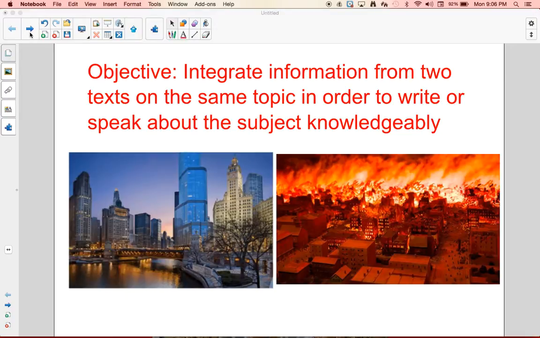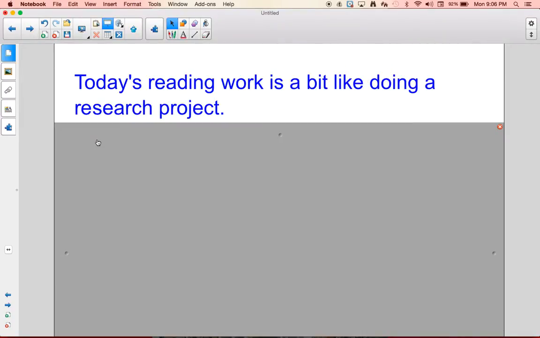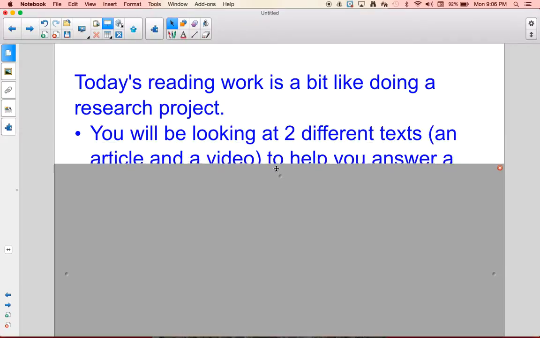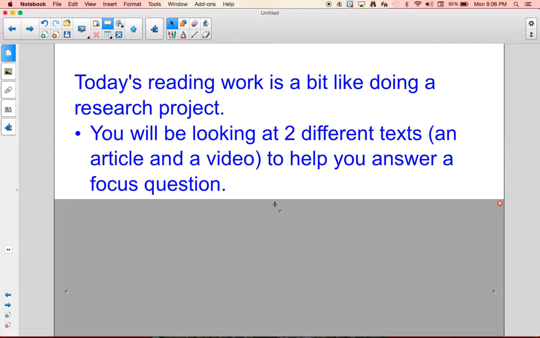So let's get started. Today your reading work is a bit like doing a research project. I want you to know what your tasks are so that you're able to do these right away. The first thing you're going to do is look at two different texts. One's going to be an article that you've already read about the Chicago Fire, and one's going to be a video about the Chicago Fire.